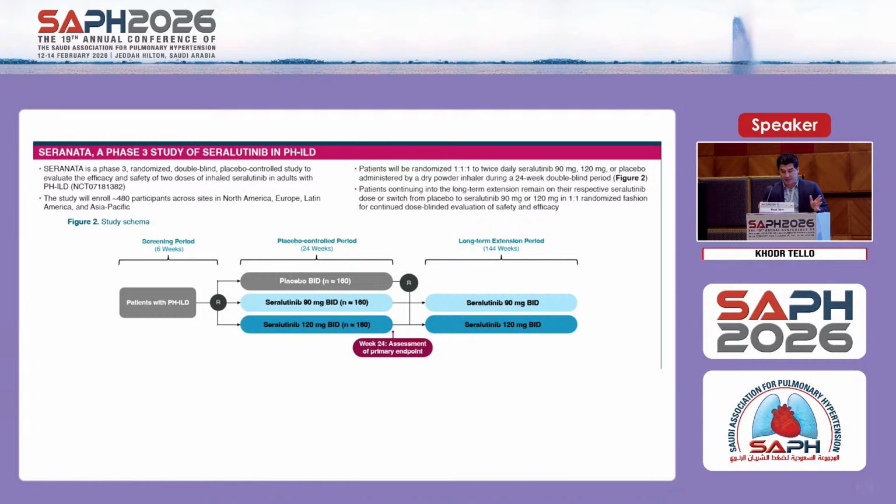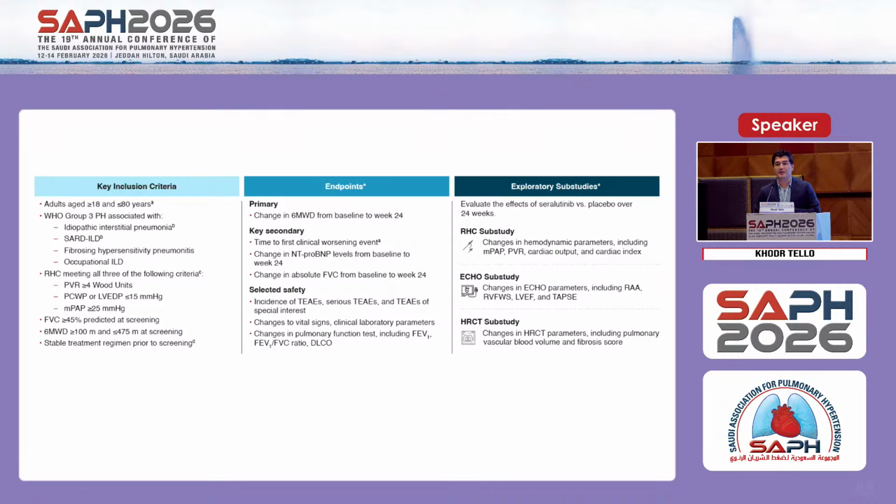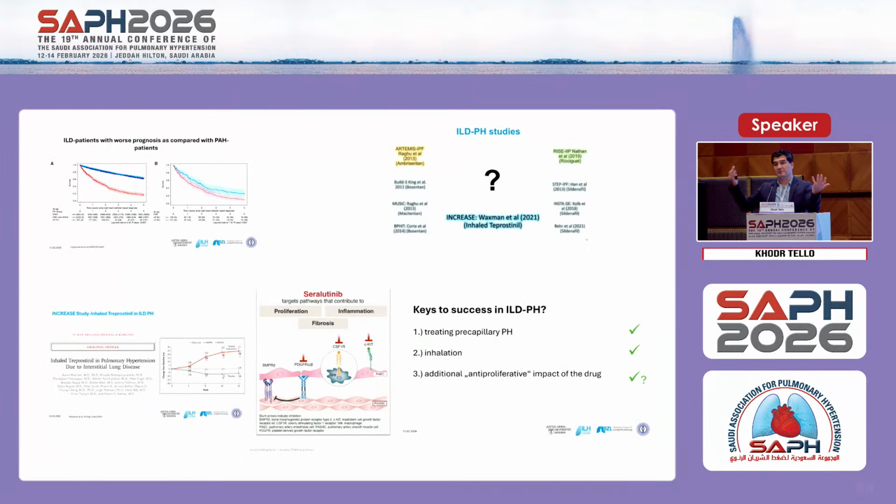This is the study protocol, so there will be 1:1:1 randomization with a committee in order to do this inclusion criteria. I can understand the company going for a study like this because, as I told you, these keys to success might be fulfilled, with a potential to treat precapillary PH. So just think of the vasculopathy, but also to have an anti-proliferation impact on the patients.